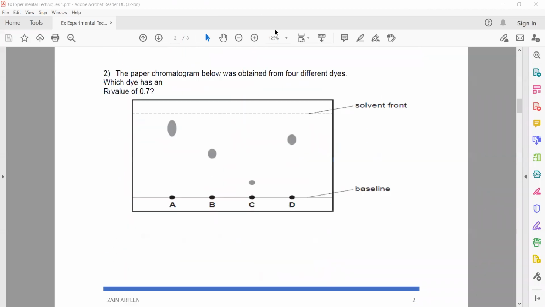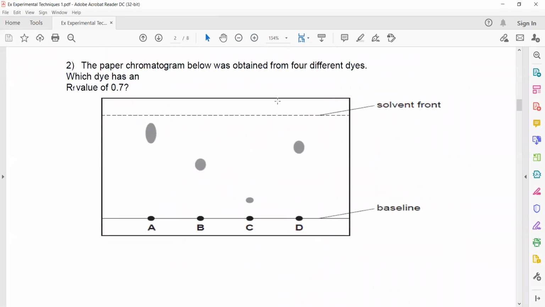For question 2, the paper chromatogram below was obtained for 4 different dyes. Which dye has an RF value of 0.7? So how can you work out the RF value to be 0.7? The RF value is the distance moved by the spot divided by the distance moved by the solvent front. So you will measure this distance using a ruler.